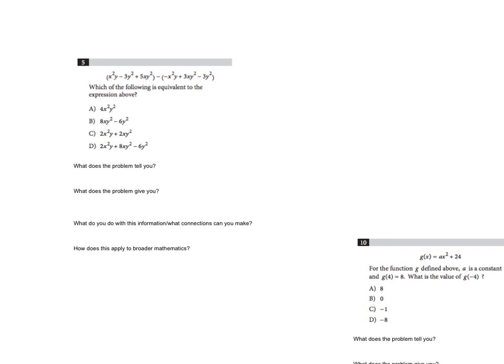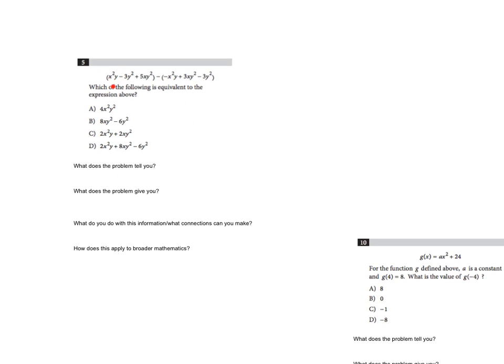So what I want to show you is how to think through problems using these literacy questions, talking to problems, so when we're stuck, how to figure them out. So the first thing we do is when we read a problem, we say, what does the problem tell you?